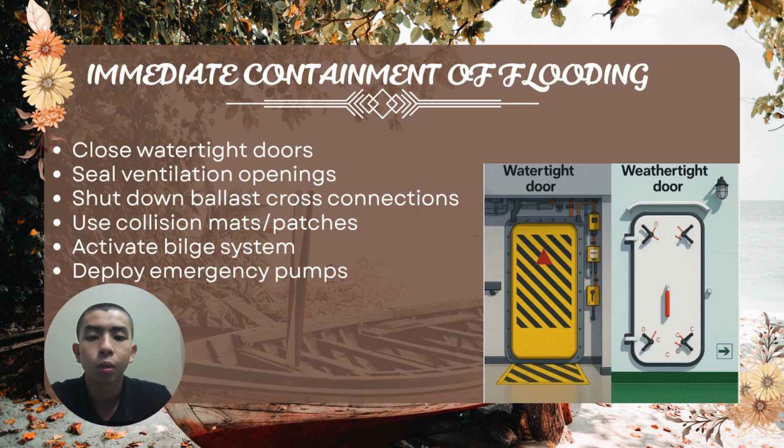Next, I will talk about the immediate containment of flooding. The first step is to close all watertight doors and seal all ventilation openings. We then shut down ballast cross connection to prevent the spread of water. If necessary, we use collision mats or patches and activate the bilge system and emergency pump to remove the water.